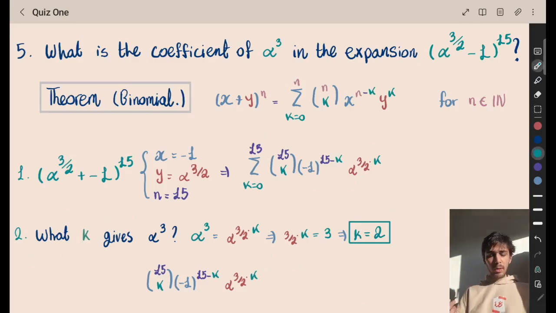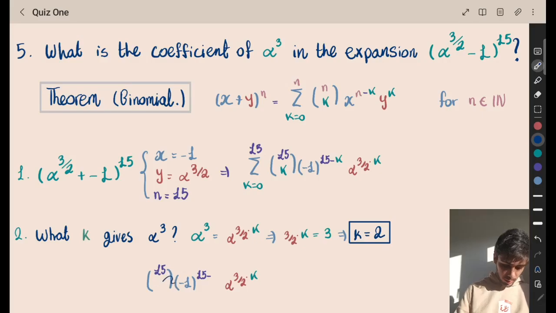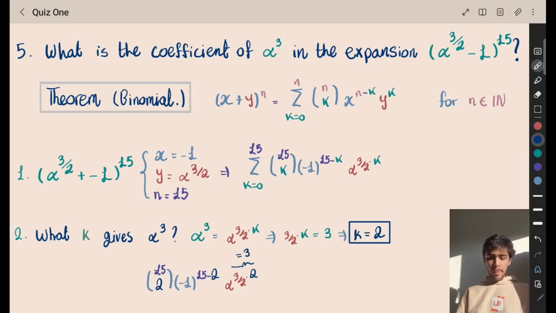But instead of k, we'll put 2, as we've already witnessed. Maybe I'll emphasize that this is the value of k which we found by doing this. 15 minus 2, and then 3 over 2 times 2. We know that this will give us 3. 15 minus 2 is 13. And so if you raise minus 1 to an odd number, it gives you a minus 1.